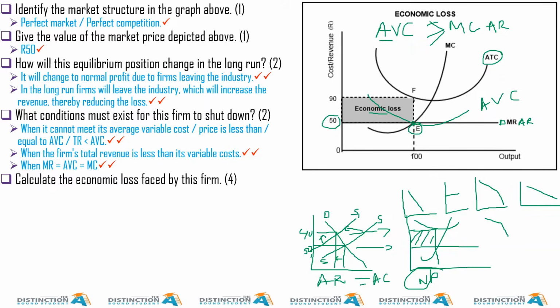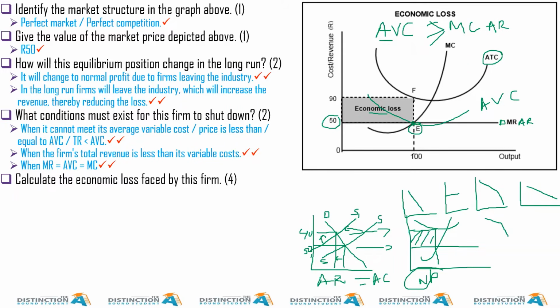When marginal revenue is equal to AVC, just like I was showing you there, now calculate the economic loss faced by this firm. So yes, this firm is making economic loss. It's producing at 90 and selling at 50. So those that cannot meet their average variable cost exit the industry, price goes up, and then the ones remaining will make a normal profit. We have explained that part. But now calculate the economic loss.